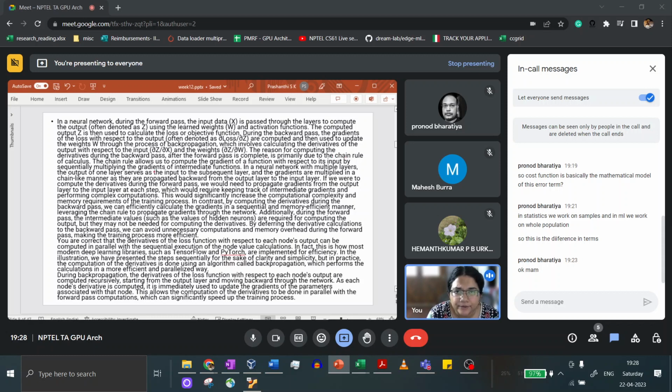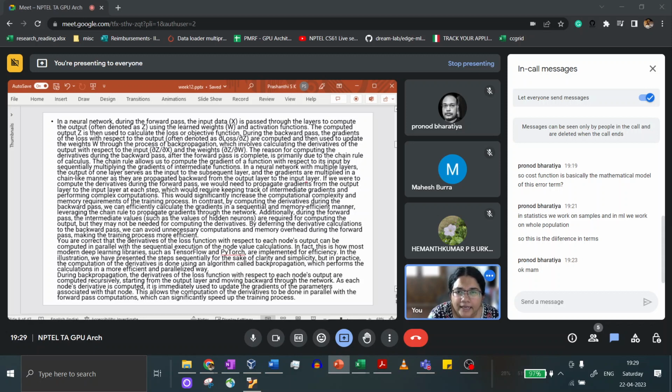The reason for computing the derivatives during the backward pass after the forward pass is complete is primarily due to the chain rule of calculus. The chain rule allows us to compute the gradient of a function with respect to its input by sequentially multiplying the gradients of intermediate functions. In a neural network with multiple layers, the output of one layer serves as the input to the subsequent layer, and the gradients are multiplied in a chain-like manner as they are propagated backward from the output layer to the input layer.